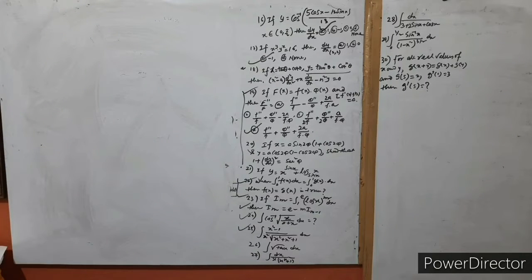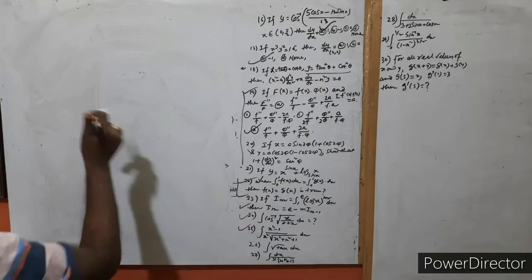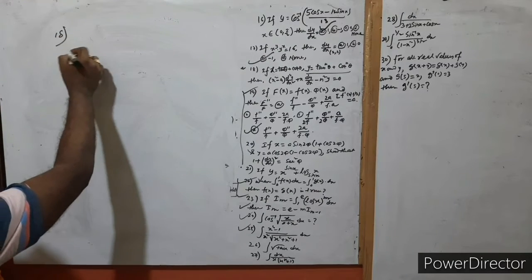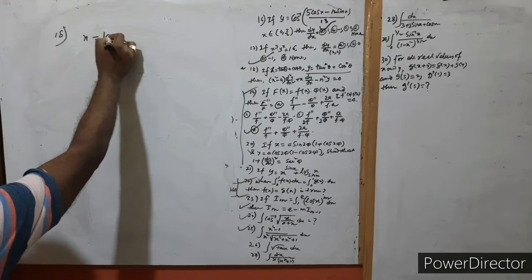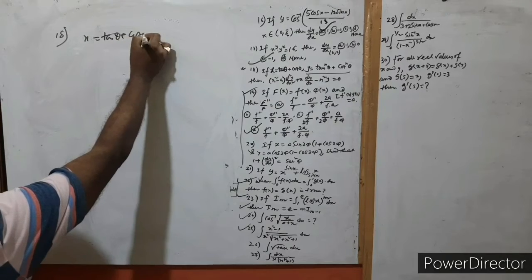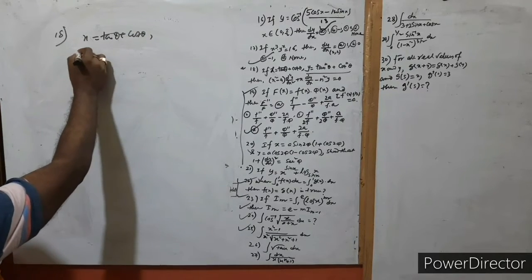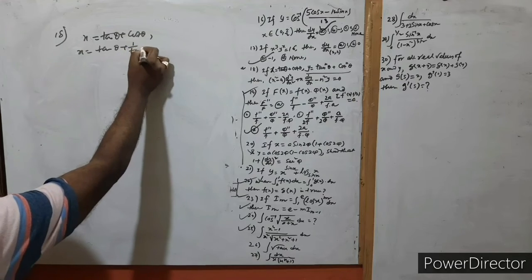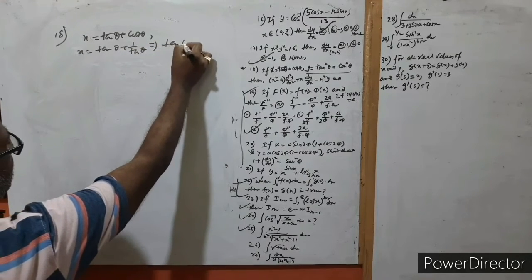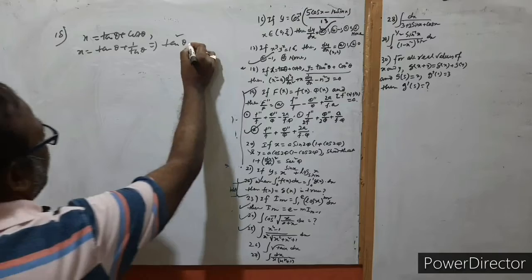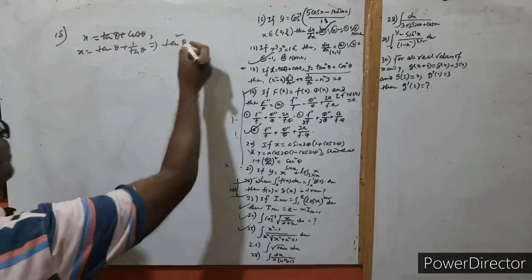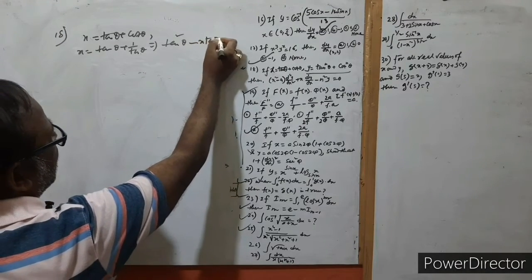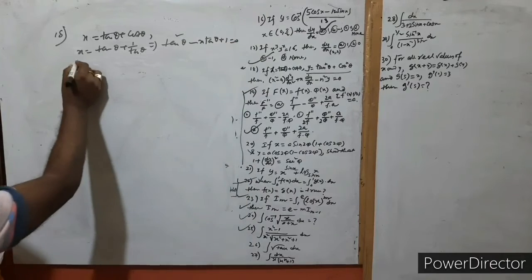And now follow 18. Okay, very interesting question. x is equal to tan theta plus cot theta. Now take the LCM, where cot theta is 1 by tan theta, and this gives tan square theta minus x tan theta plus 1 equal to 0.